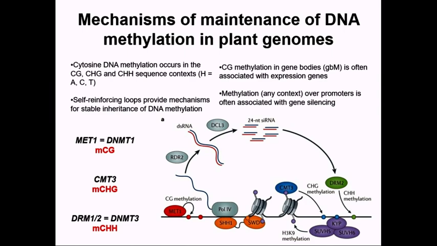CHH also has a maintenance pathway. It's much more complex. It requires a large host of factors. Okay? The location of methylation matters. Methylation found in gene bodies is not important for the silencing of those genes. It doesn't seem to have a direct effect on the regulation. Methylation over promoters, though, often is associated with reduced expression of a gene.